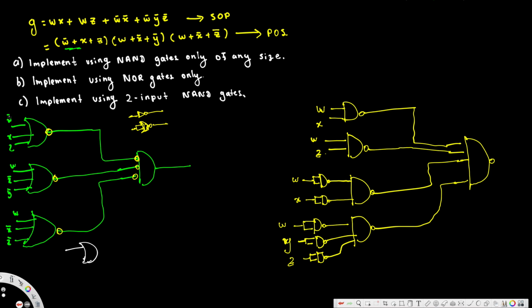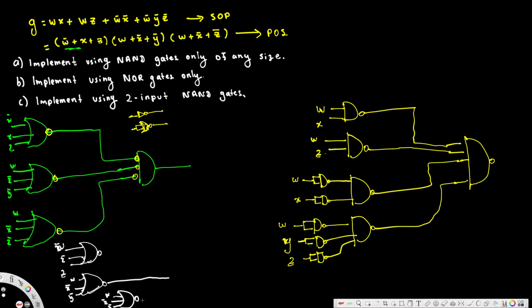Okay, so instead of X bar, I could put X, this one, and then connect it to this one, same like that. But I'm just going to put X bar. The first one is W bar, then X bar, and then Z, all of them connected to the NOR gate. Then here we have W, X bar, and then Y bar connected to a NOR gate, and the third one is W, X bar, and then Z bar connected to a NOR gate.